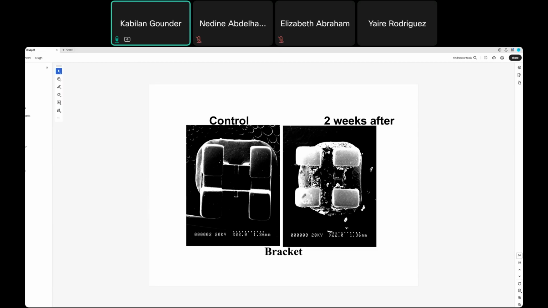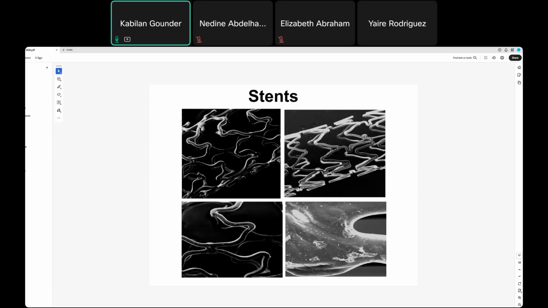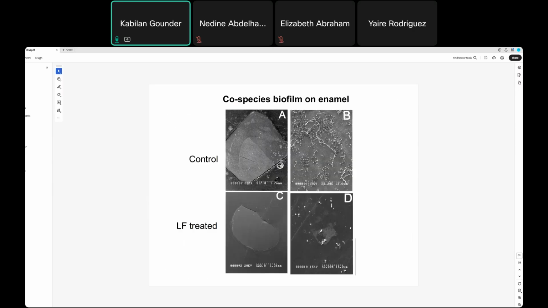This is a typical example. But for this one, you don't need to process your sample. Just directly coat the samples and observe. Whereas for this kind of study, it also requires fixation, dehydration, drying, mounting on the stub, coating the samples, and observation.